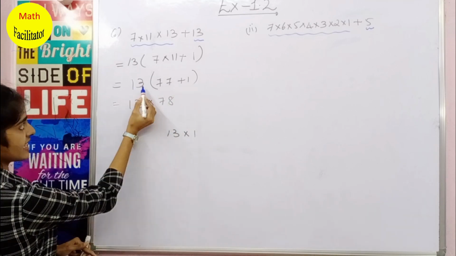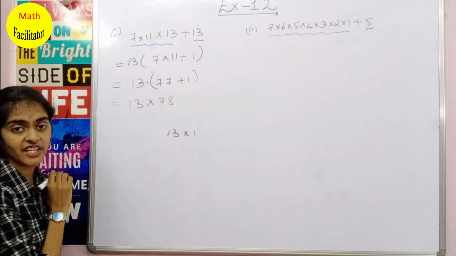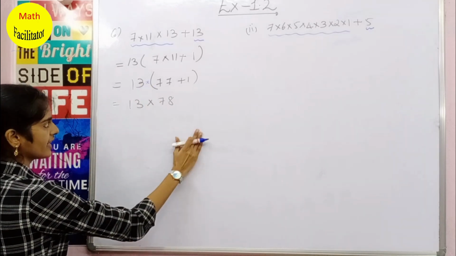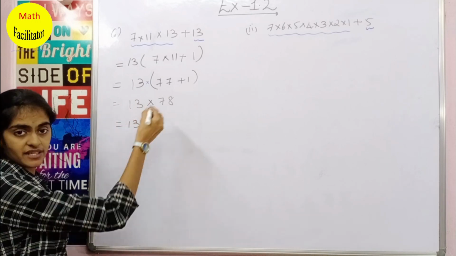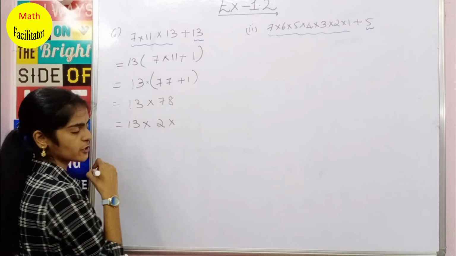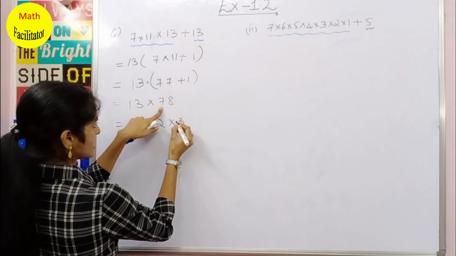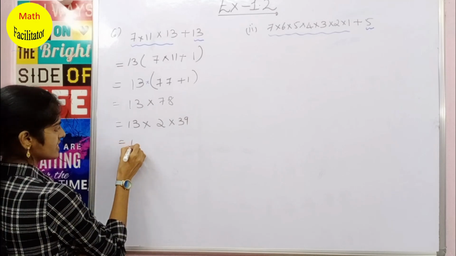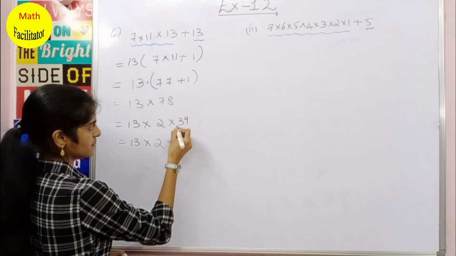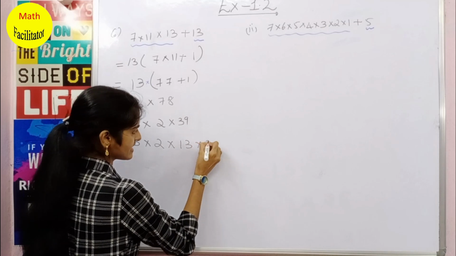Here also there is nothing between these two, which means it is a multiplication sign. I hope you know it. So now this is 13 multiplied by 78. So 13 multiplied by 78, it is divisible by 2. So it is 2 3s are 6, 1 is a remainder, 2 9s are 18. So this is 13 multiplied by 2 multiplied by 39, you can write as 13 3s are.